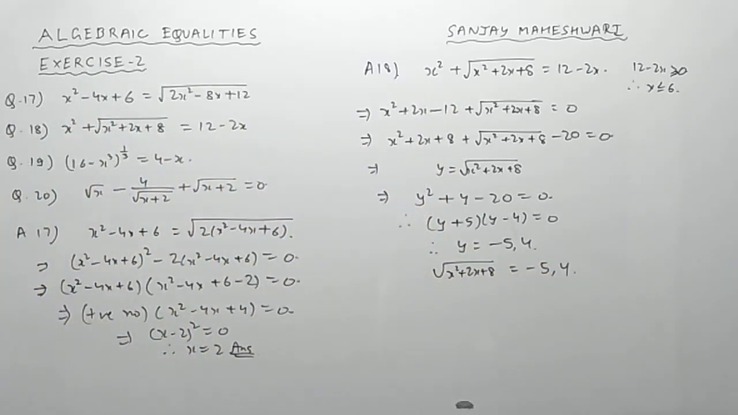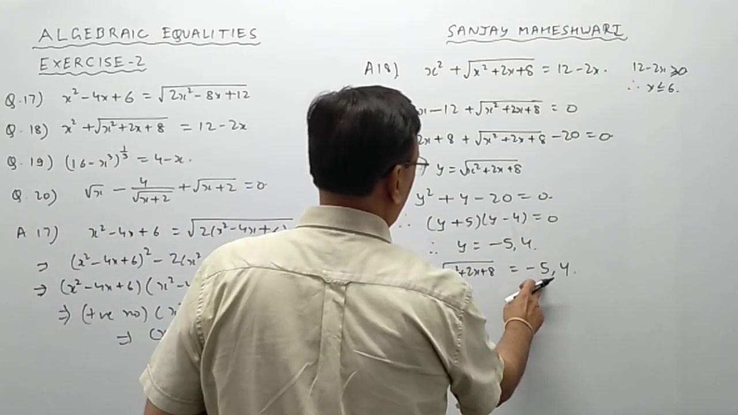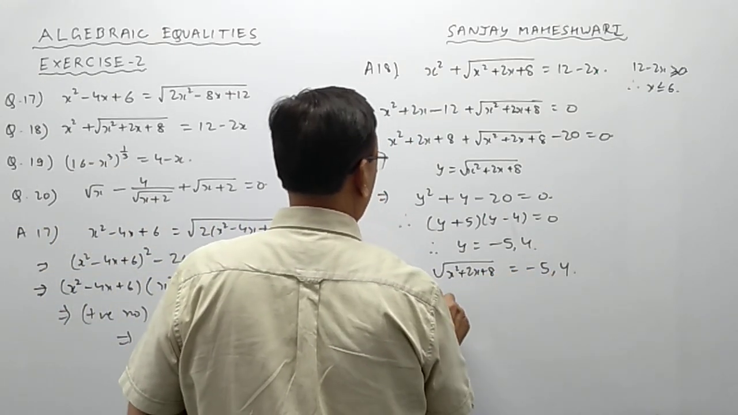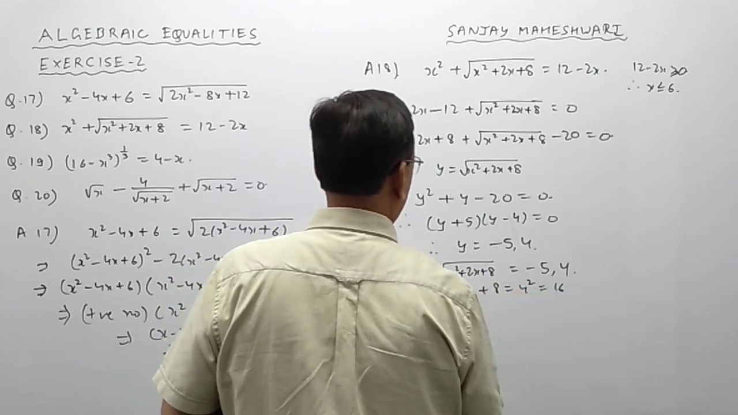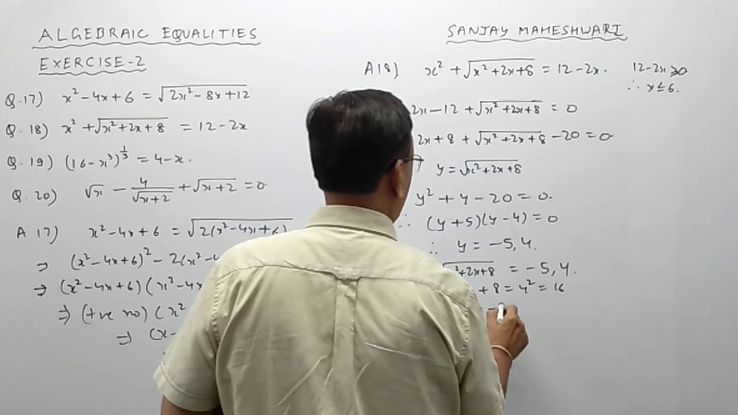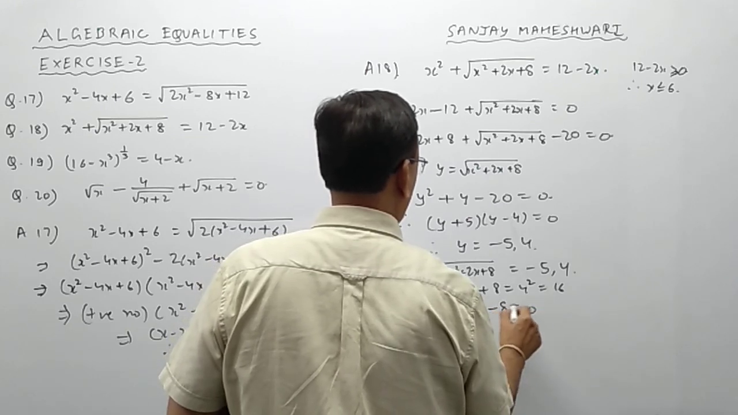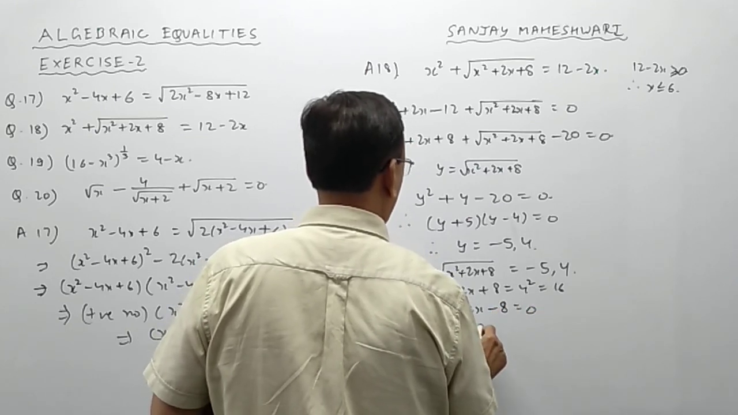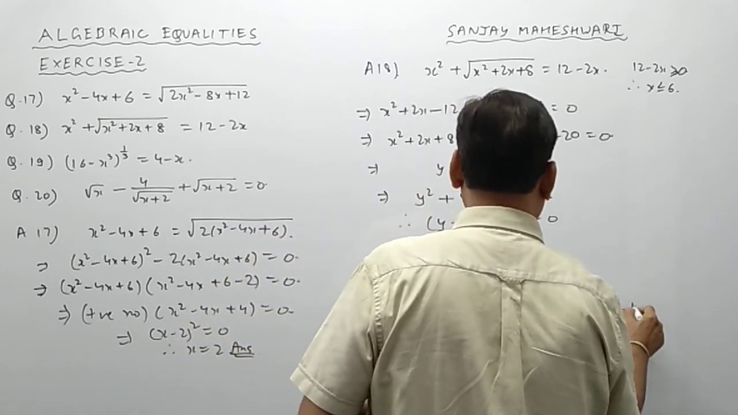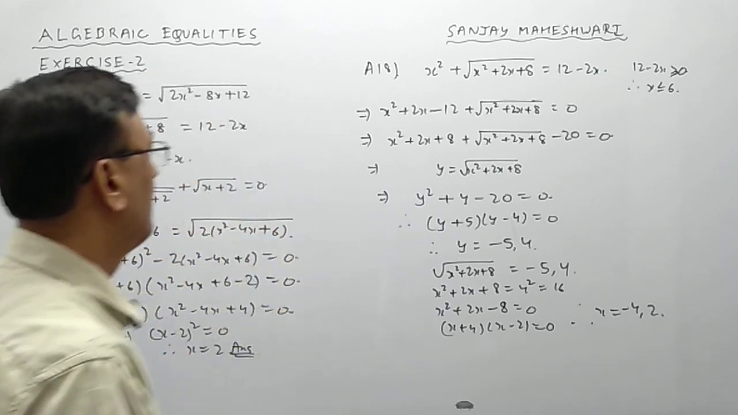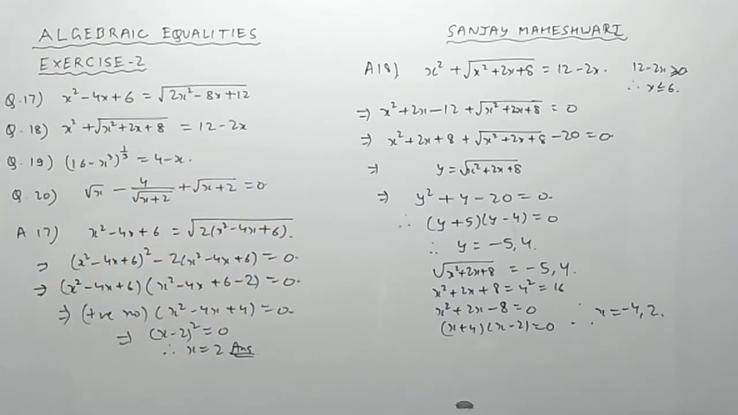Now you can very easily see that this cannot be equal to a negative value. Therefore, this is equal to 4. Therefore, x square plus 2x plus 8 is equal to 4 square, which is 16. x square plus 2x minus 8 is equal to 0. So, x plus 4, x minus 2 is equal to 0. That gives us x equal to minus 4 and 2.